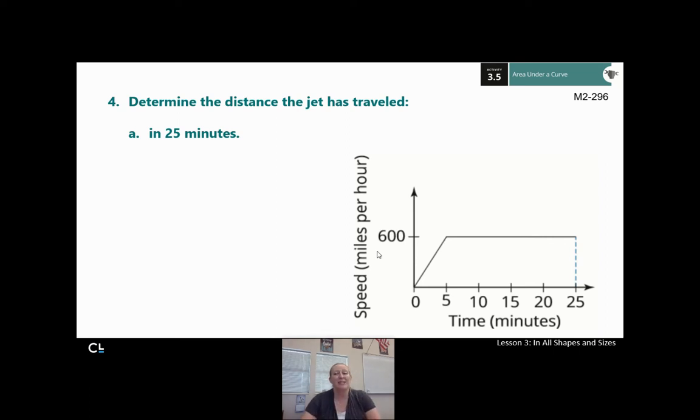Remember, you said you could find it by doing the area under the curve. So make adjustments between minutes and hours. Find the area under that curve. Boom, you will have the distance the jet traveled for that 25 minutes. So go ahead, hit pause, do the math, do the work, and then hit play when you're ready to check your work.